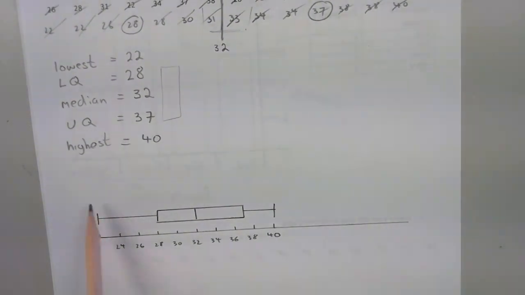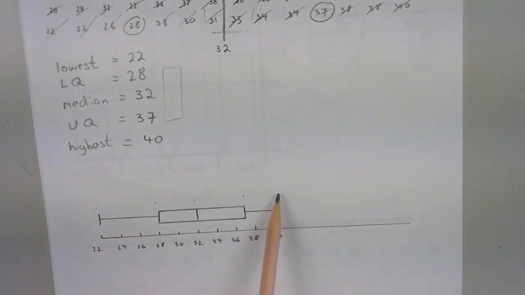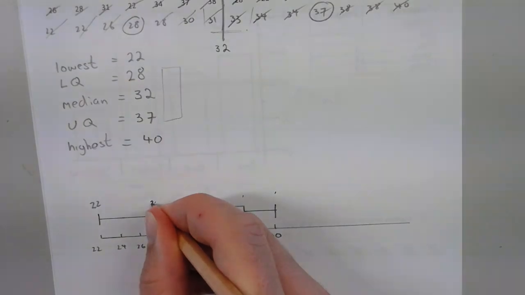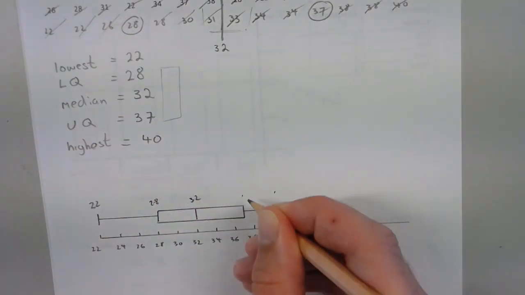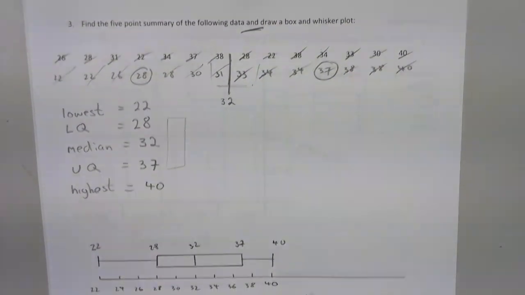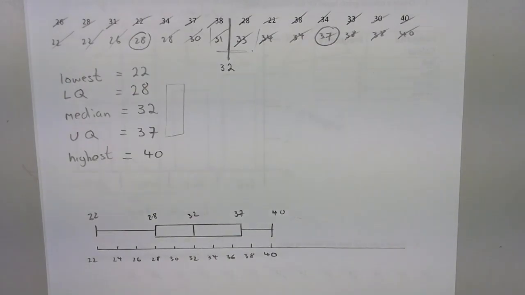Now sometimes you'll see the numbers written above each of the 5-point summaries, and that's really if it's hard to read the scale. Because this one's really obvious, I mean I'll do it now, but if you can read the scale you don't have to do this every time. So that's 37 and 40. 5-point summary and our box and whisker plot. So quite a common question, that one, definitely worth making sure you practice.